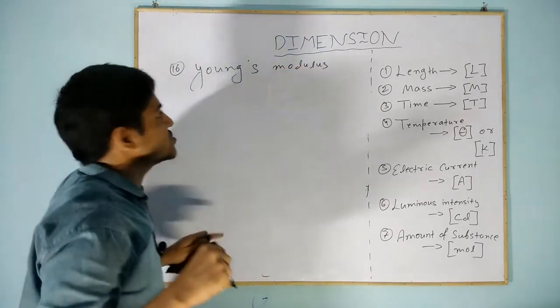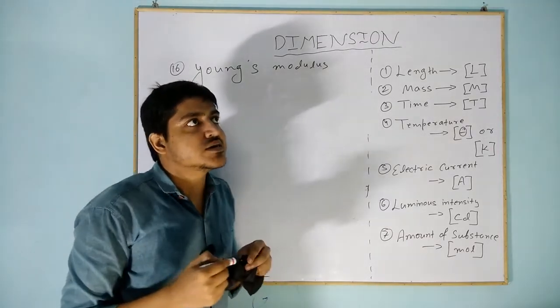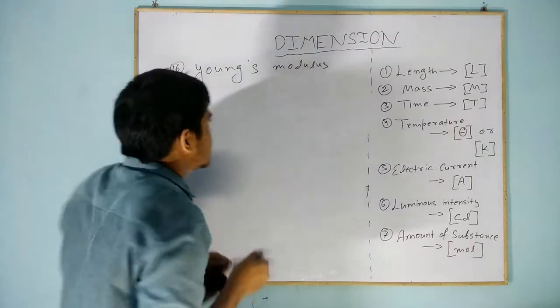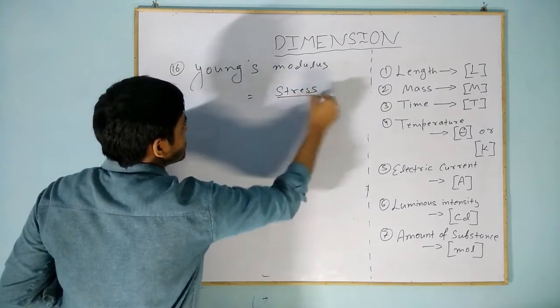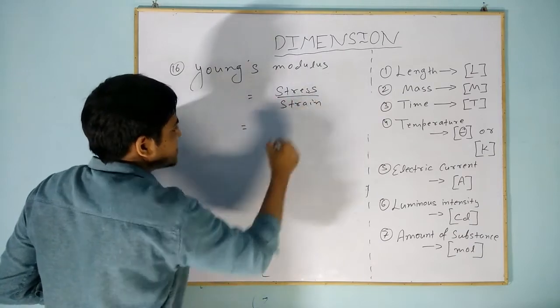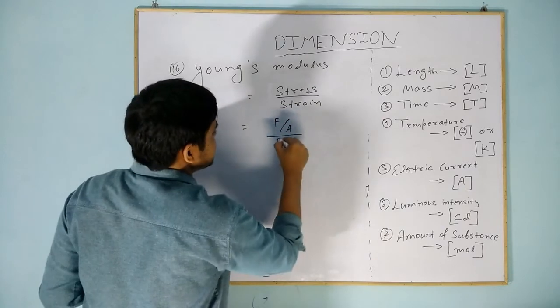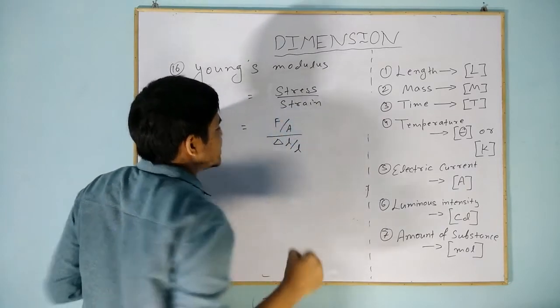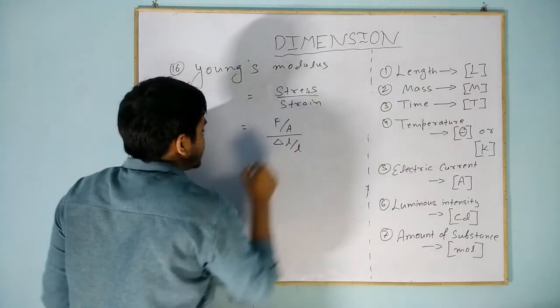Let's talk about the dimension of Young's modulus. You will learn about Young's modulus in properties of solids, and the formula is stress upon strain. That is, stress means force upon area, right? And strain means change in length upon original length. Since strain has no dimension, we have already seen it. Just focus on force upon area.